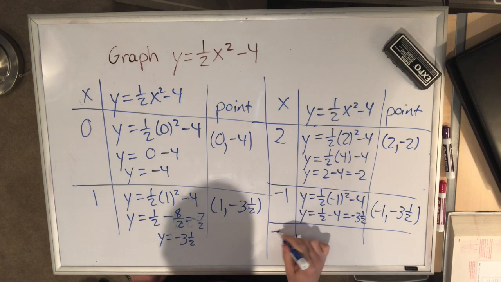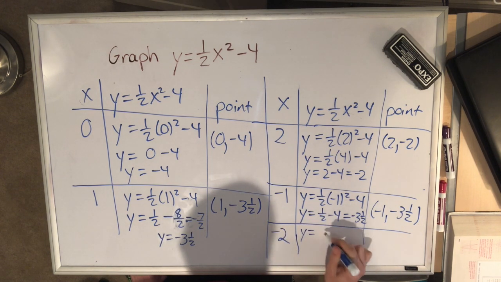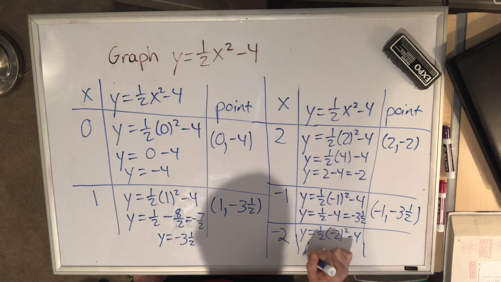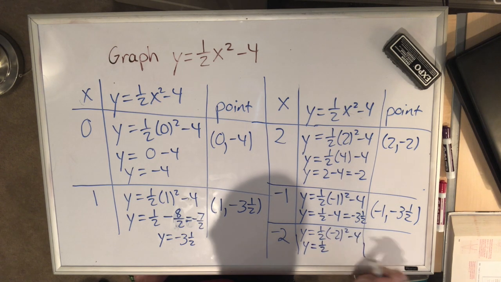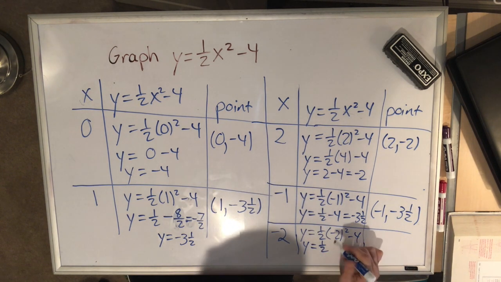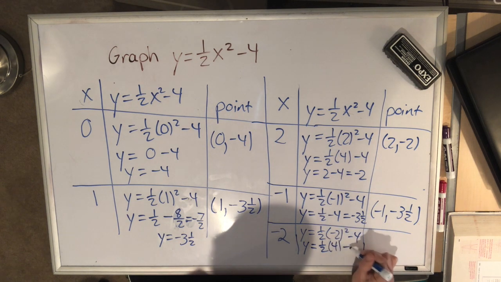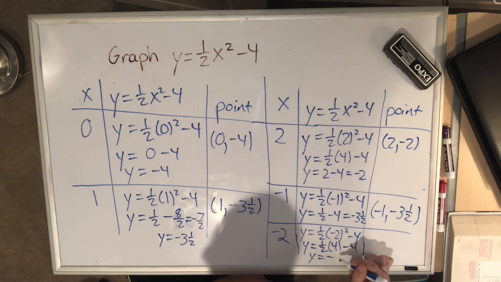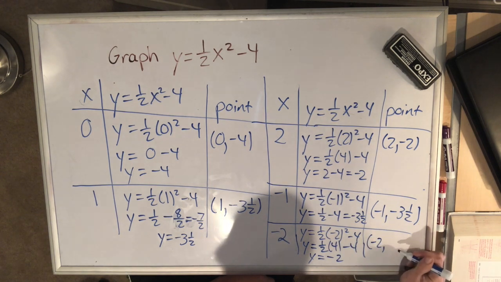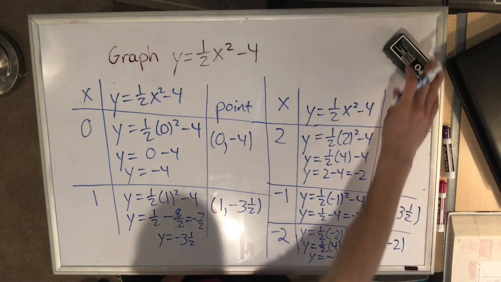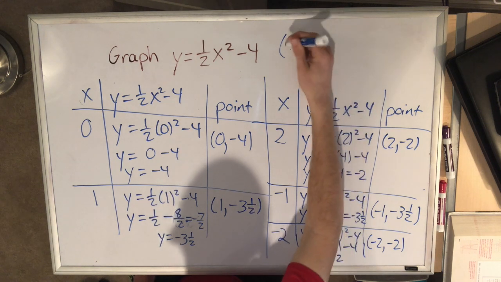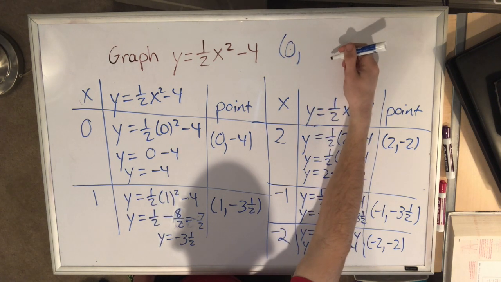And then finally substituting in negative 2 for x, we get y equals 1/2 times negative 2 squared minus 4, which is y, negative 2 times negative 2 is positive 4. Y equals 1/2 times 4 minus 4, which we saw earlier in the table when we substituted in positive 2 for x, is negative 2. So that's the point negative 2 comma negative 2. And I'll copy those points up here, since I'll have to erase the table to make room for the graph.